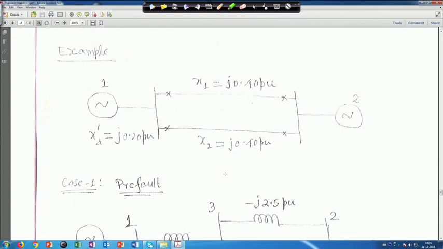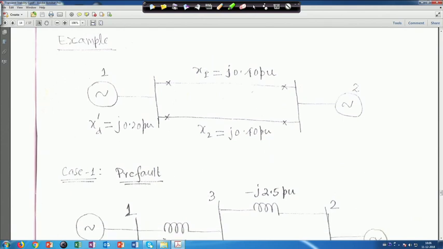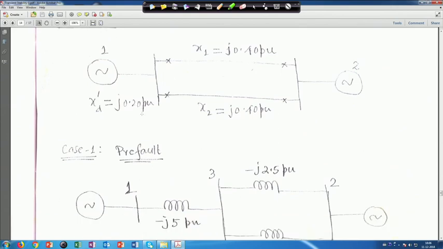now pre fault case. So, these reactances are all given in per unit. So, first you convert it to admittance, that is reciprocal of it. So, x d dash will be 1 upon j 0.20. So, it is minus j 5 per unit, right. And generator 1 and generator 2 is given, but from this problem you have to create the bus. So, this x d dash is given, that is why the generator terminal bus is marked as 1, right.